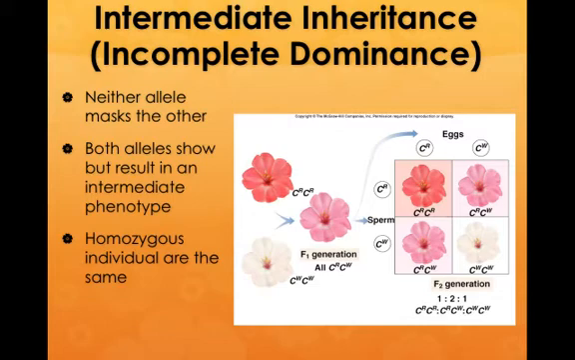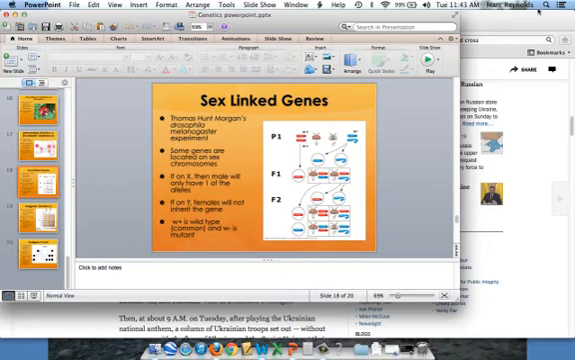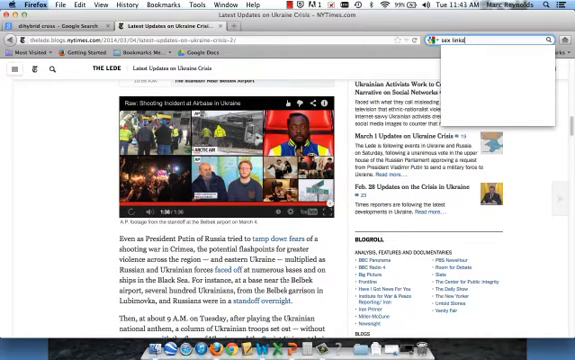Our next example of hereditary differences in alleles is called sex-linked genes. Now, if you remember, we have sex-linked genes.